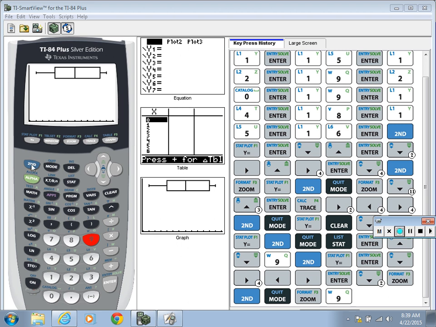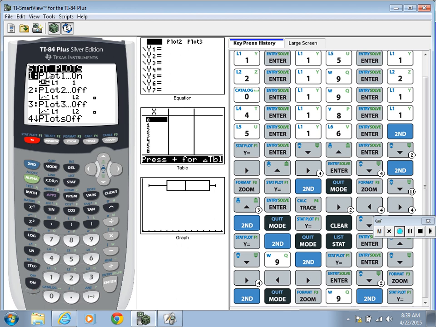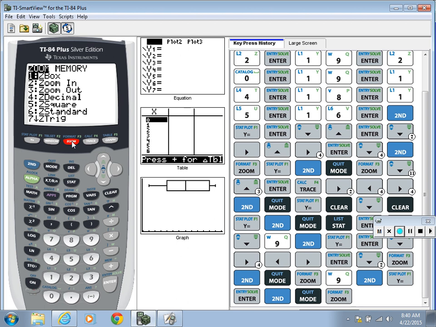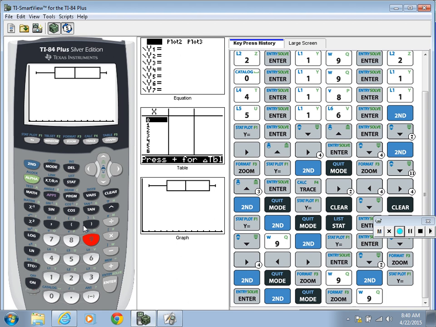Once again, guys, you'll do second, stat plot. Make sure that you're in list and that you're hitting enter here. Then make sure it's on, and make sure you've picked the box and whisker plot. So you'll just scroll down and hit enter on all of those. Then you'll get out of that key and go back to the home screen. I just did second quit, and then I did zoom. Just hit zoom and then hit number 9, or scroll down to number 9.